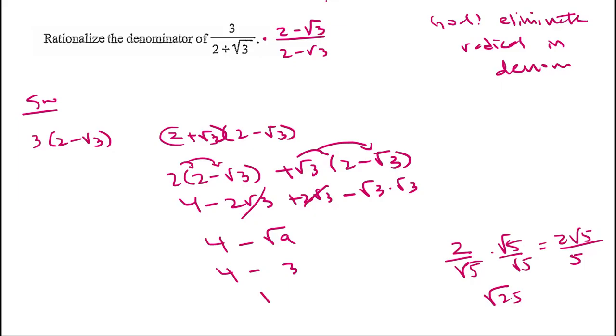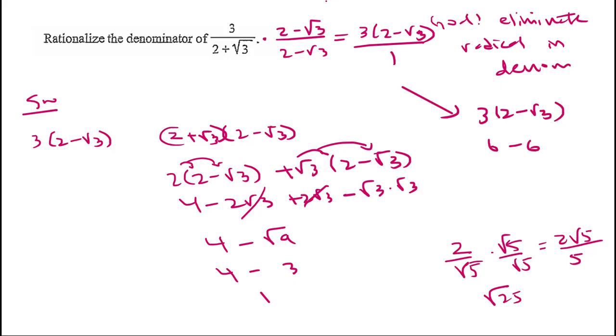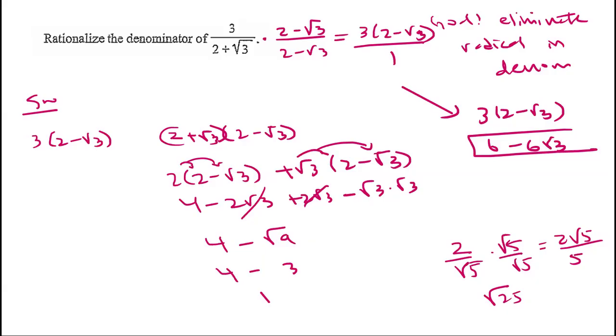All right. So in this case, the top I'll have 3 times 2 minus radical 3. And the bottom is just going to be 1. Okay. So then our answer here is 3 times 2 minus radical 3, or I can distribute the 3 and have 6 minus 3 radical 3.